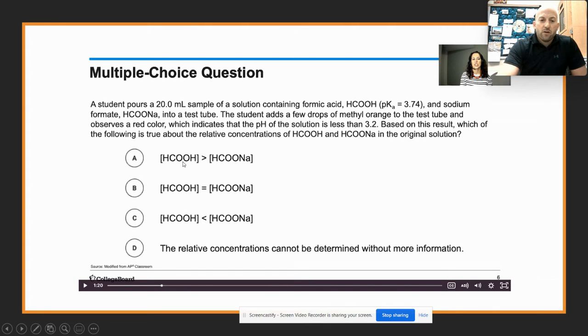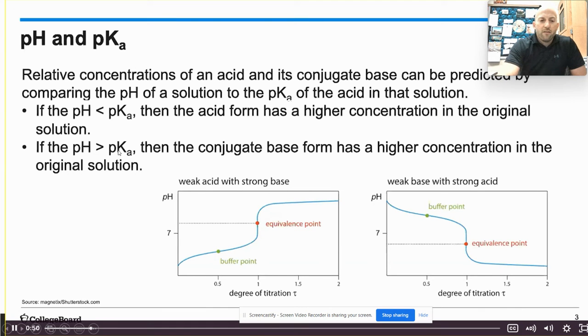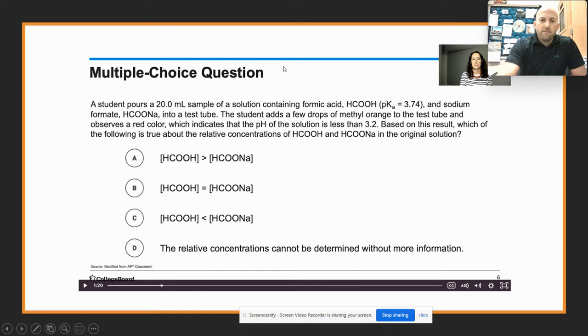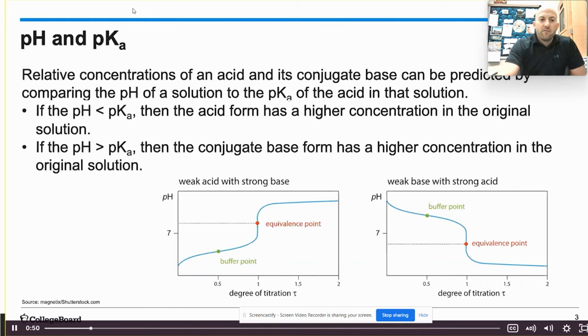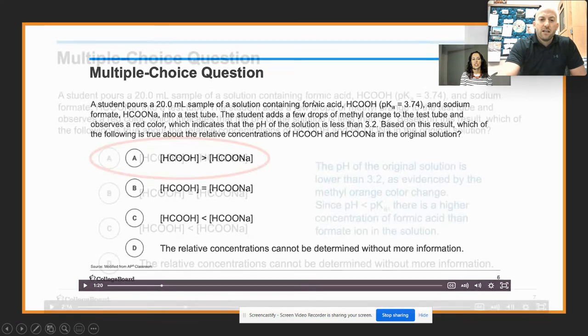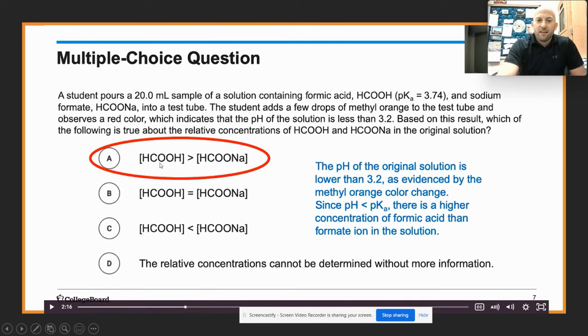So do we have more of the acid than the salt? Do we have the same amount? Do we have more or less than the other? Or it cannot be determined? So look at your pKa. pKa is relatively low. And then we have the pH. So pH is less than your pKa. If pH is less than pKa, the acid form has a higher concentration in the original solution. And there's our answer. The original acid has a greater concentration than the conjugate base.